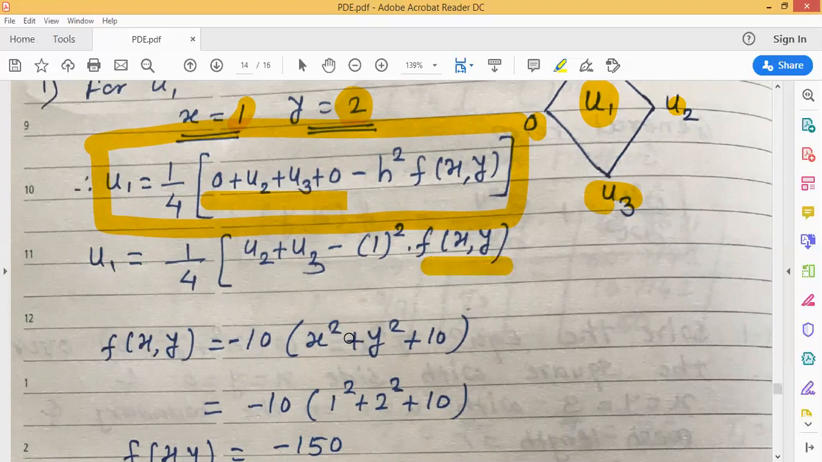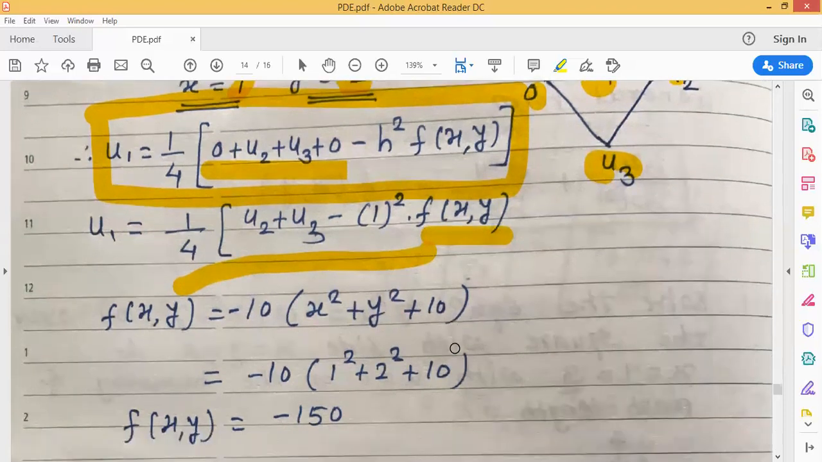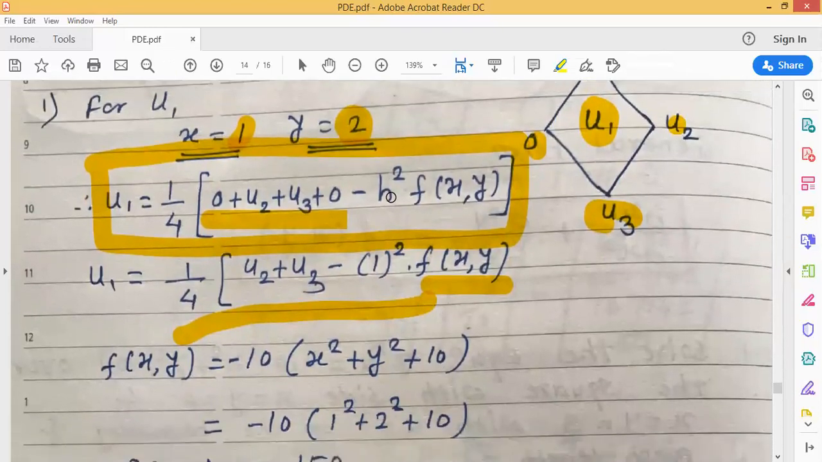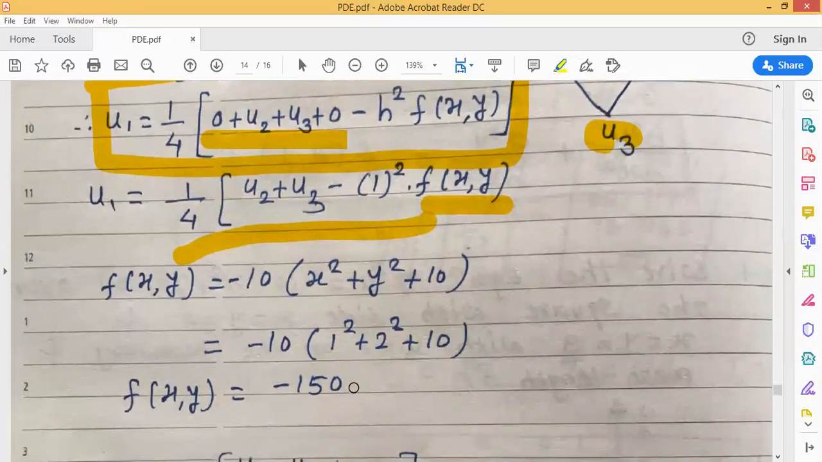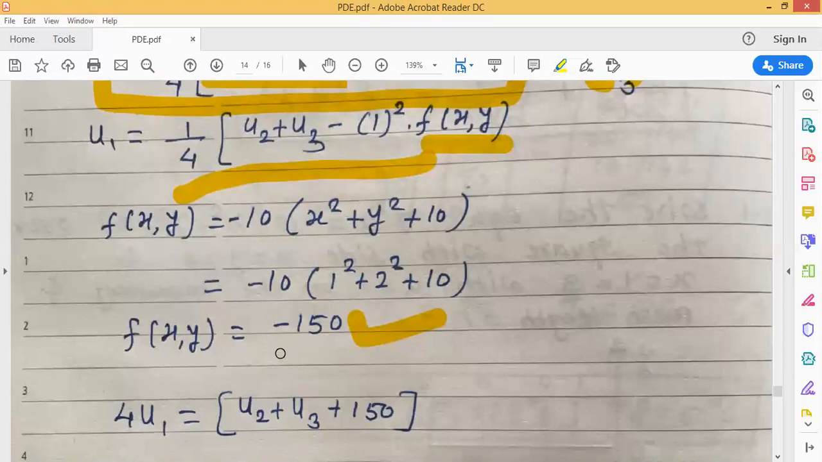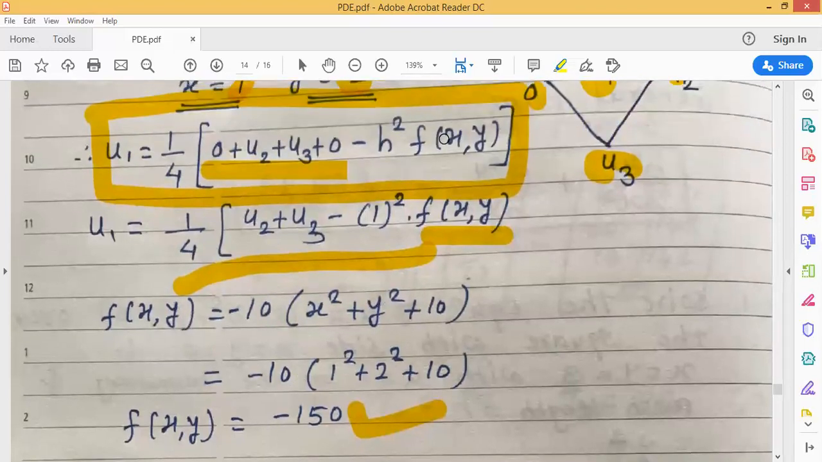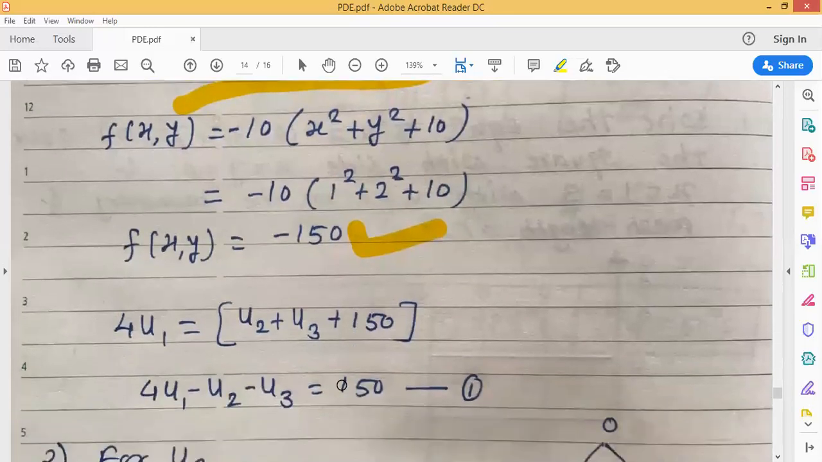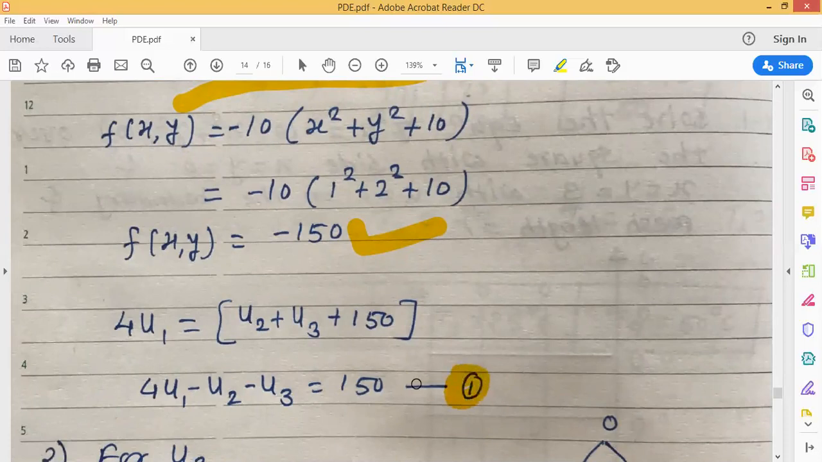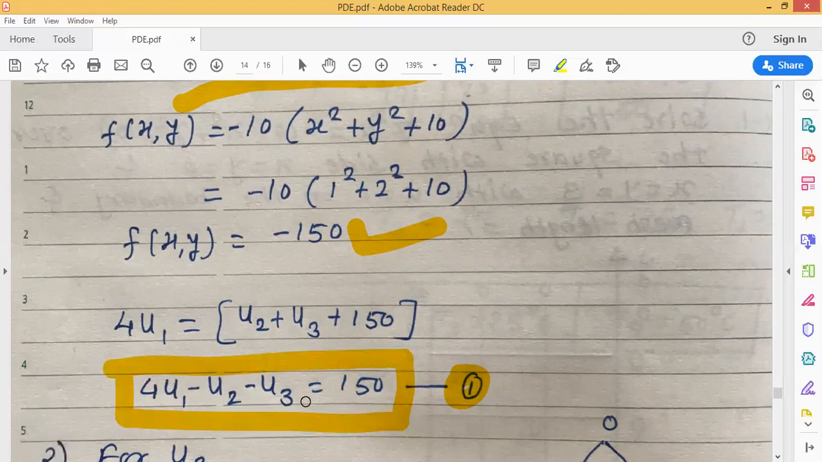So here I have to find out the function f of x and y, which is equal to minus 10 into the bracket x square plus y square plus 10. In that case, x is equal to 1 and y is equal to 2. Here we have to put the values and find out the function, which is equal to 150. So here we put the value of the function in terms of x and y, and we make the first simultaneous equation. So this is nothing but the first simultaneous equation: u1, u2, u3 along the left hand side, where the constant value I put on the right hand side. Yes, so this is the first equation.